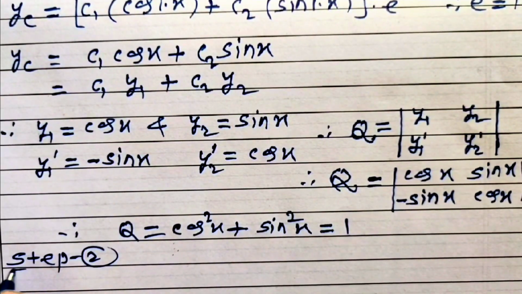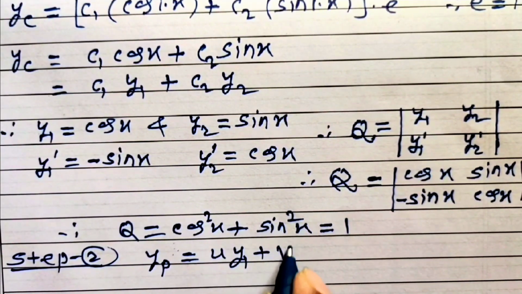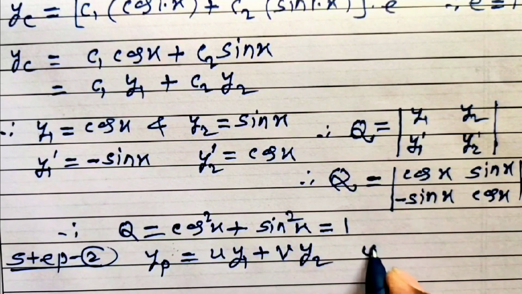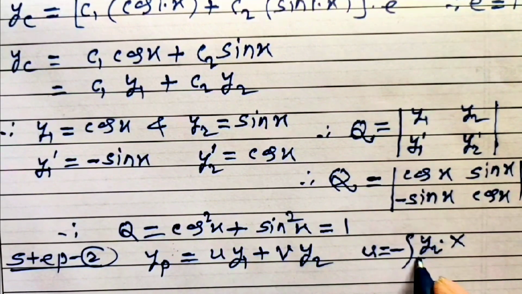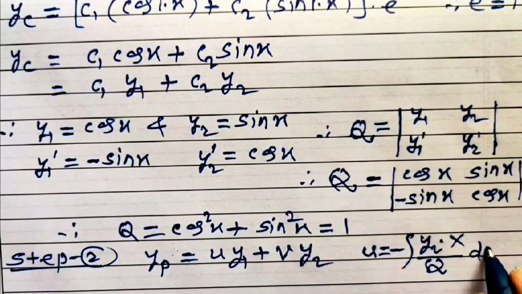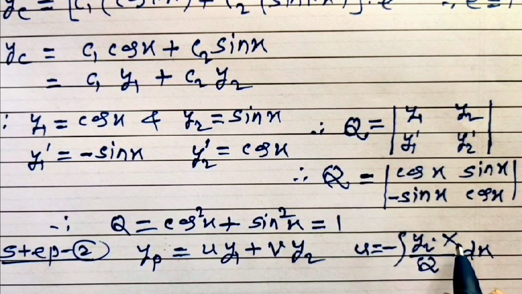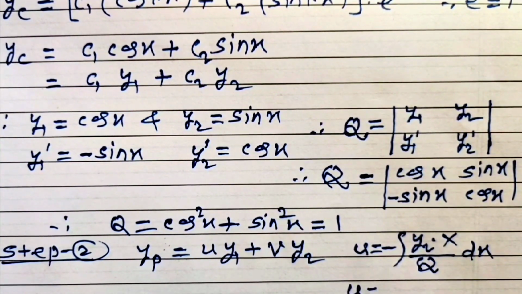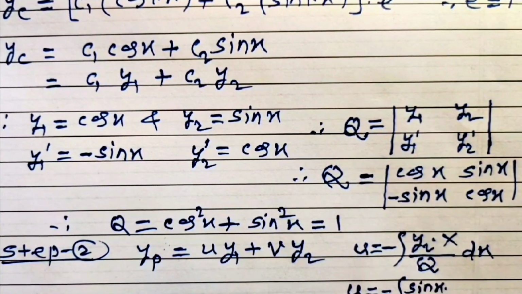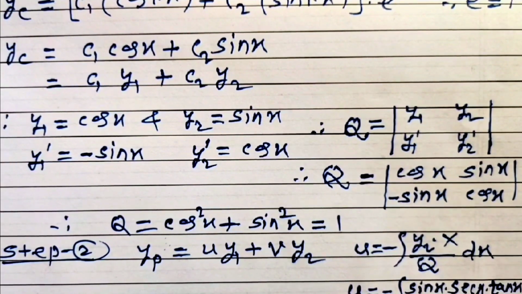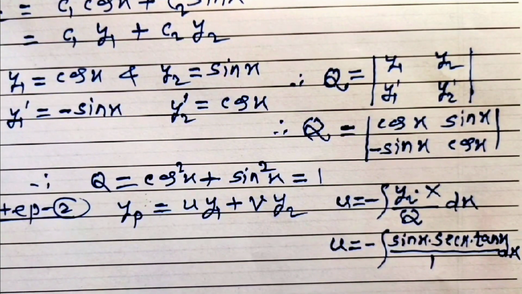Step number 2. Particular integral yp is given by u y1 plus v y2, where u is equal to minus integral of y2 into the right hand side of the given differential equation divided by q, integral with respect to x. Now the right hand side of the given differential equation is sec x into tan x, meaning capital X is sec x into tan x. Hence u is equal to minus integral of y2, what is y2? Y2 is sin x into sec x into tan x divided by the value of q which is 1, integral with respect to x. Simplify and evaluate this integral.